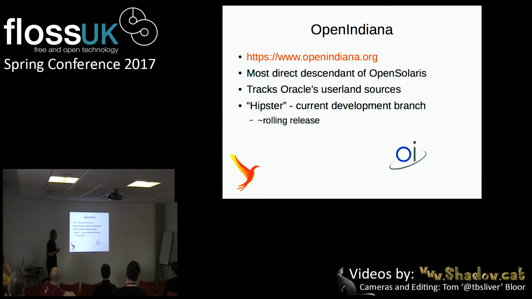I'll talk about some of the distributions. OpenIndiana, this is the sort of granddaddy of them all, really. It is a linear descendant of the OpenSolaris distribution, to the extent that, by and large, they track what Oracle are doing with Solaris.